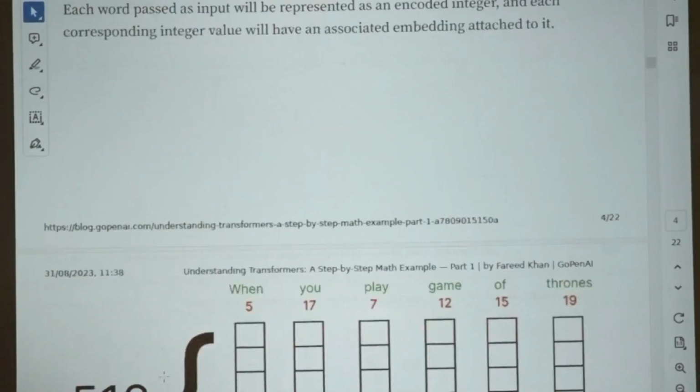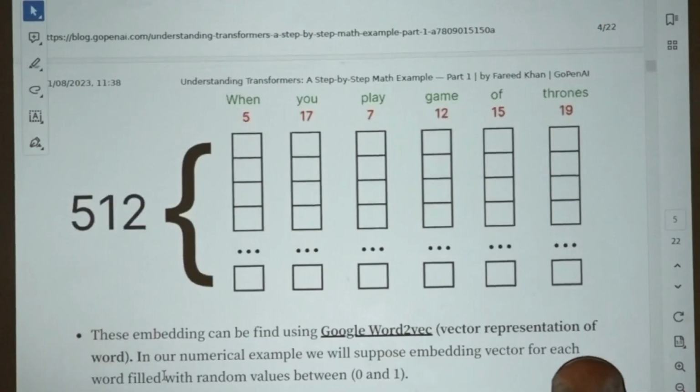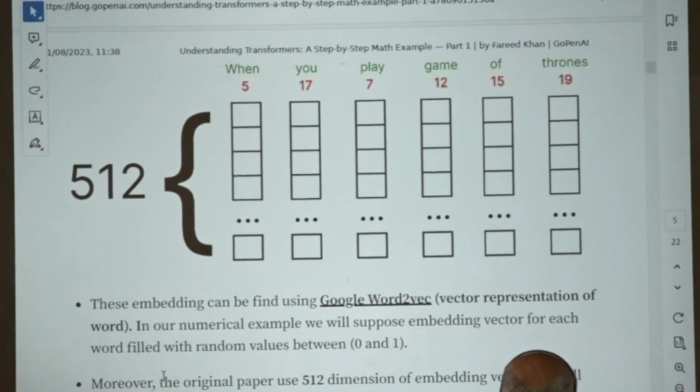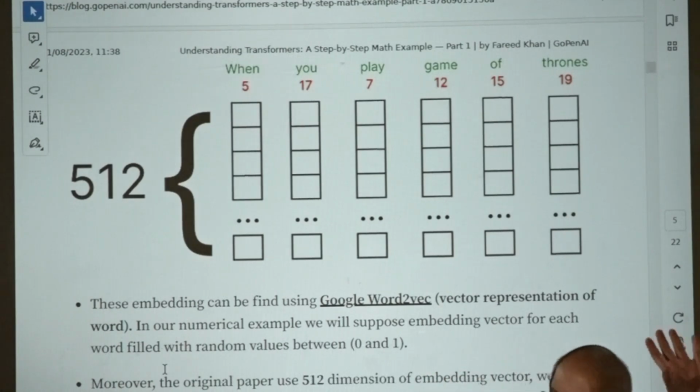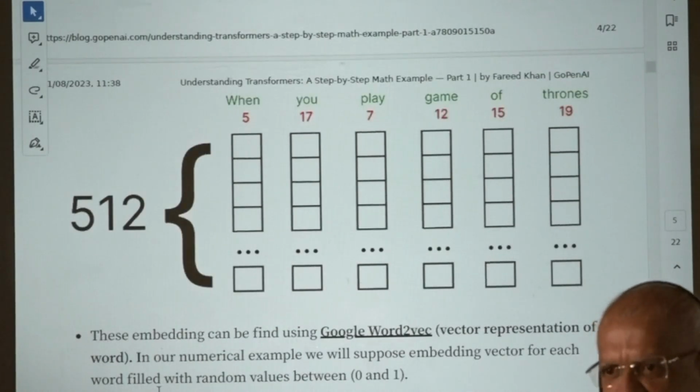Now here is where the thing comes. He is showing you that in real life, using Google word2vec, "when" gets converted into a vector of 512. This was earlier. It was GPT-1 where one word became converted into 512 dimensions. Today, as I told you, in GPT-3 we have 12,288 dimensions. But it does not matter whether it is 512 or 12,288, it's a matter of scale.